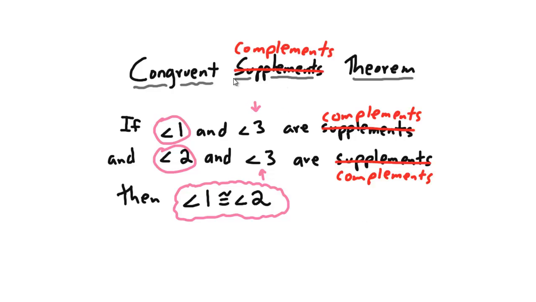Now, if we were to change the word supplements to complements, all three here, then we end up with the same conclusion, which is if you have two angles that are the complements of the same angle, then those two angles are congruent to each other.